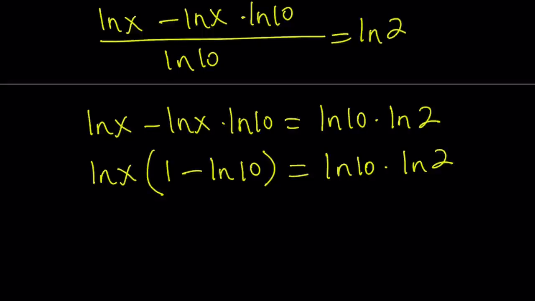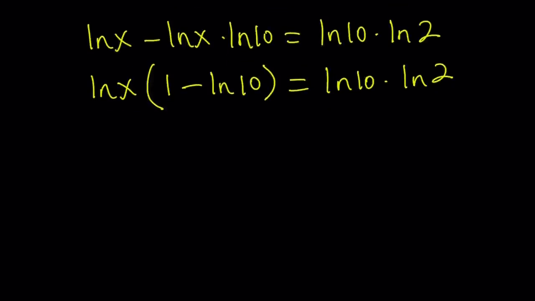One thing I want you to notice, ln 2 times ln 10 is positive, but 1 minus ln 10 is negative, because ln 10 is greater than 1, because 10 is greater than e, which is the base. Make sense? So we're dealing with a negative quantity here, right? And what is going to happen? Let's check it out. We're going to divide both sides by 1 minus ln 10.